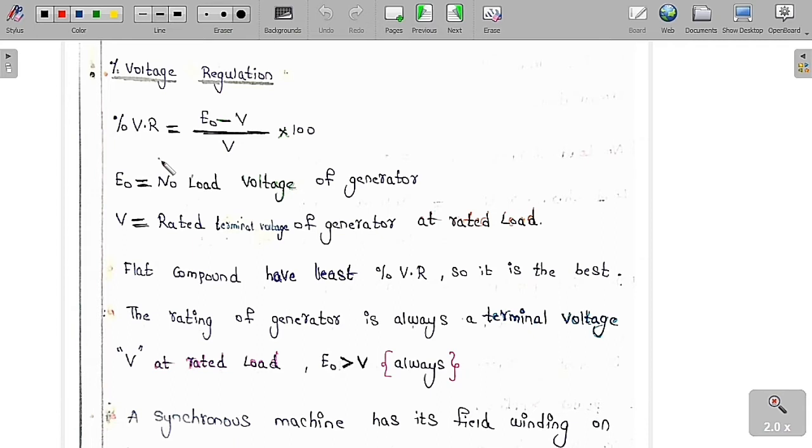Therefore, the percentage of voltage regulation is equal to (E0 minus V) by V into 100. E0 is called the no load voltage of generator, and V is called the rated terminal voltage of generator at rated load. Always V is less than E0.